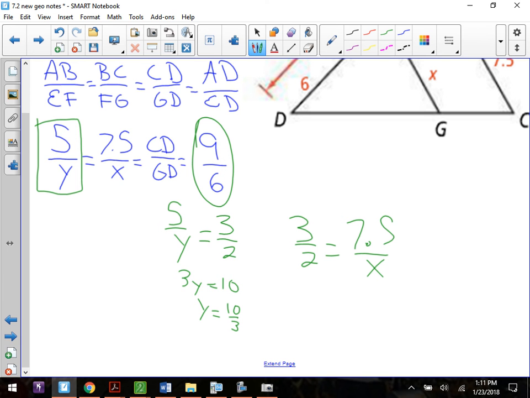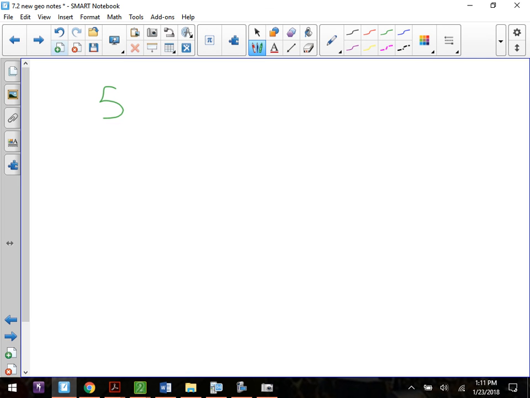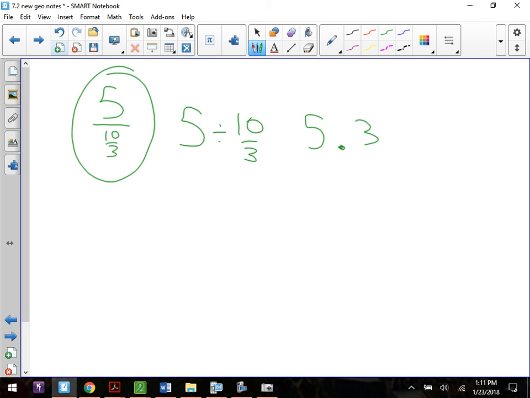Ms. Jackson. Oh, for the whole answer? Yeah. So what you're saying is you get 5 divided by 10 over 3. This is called a complex fraction. It's the same thing as saying 5 times 3 over 10, which is 15 over 10, which simplifies, divided by 5, to 3 over 2, which is the same scale factor.